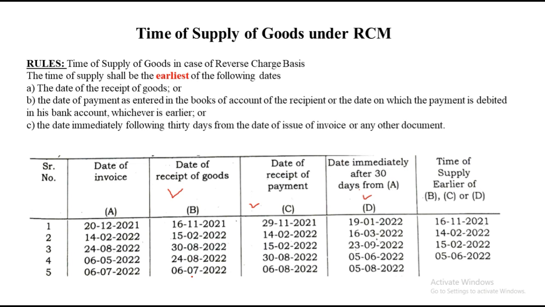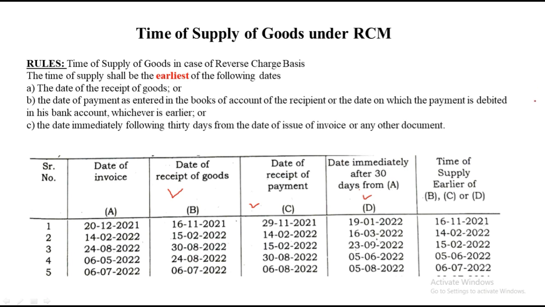July, we have 6th July, 6th August, and 5th August. July is the earliest, so my time of supply will be 6 7. Okay, so under RCM, remember you have to create another column which will be 30 days from the date of invoice, an immediate 30 days, and then you have to compare the columns B, C, and D in order to get your time of supply.